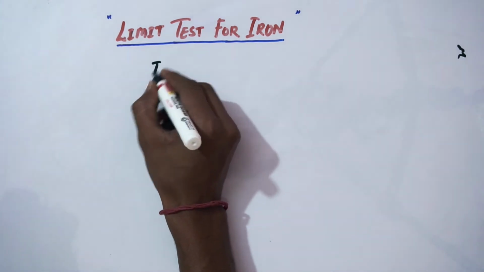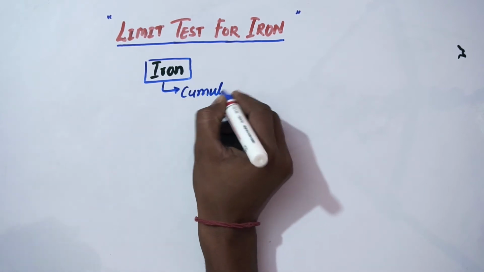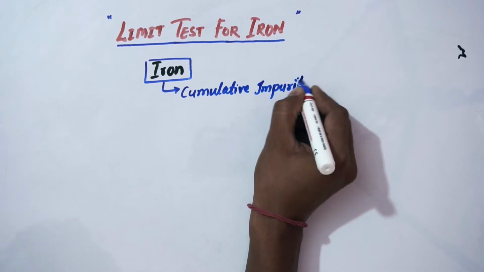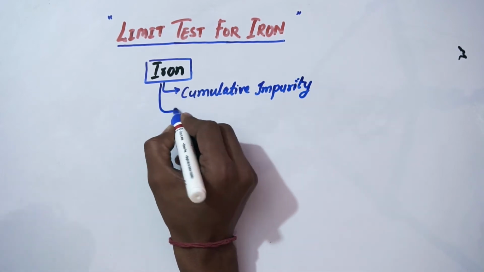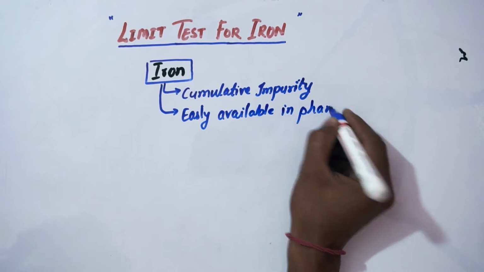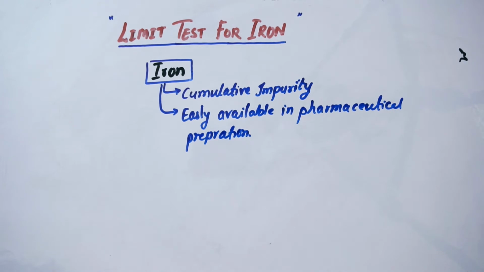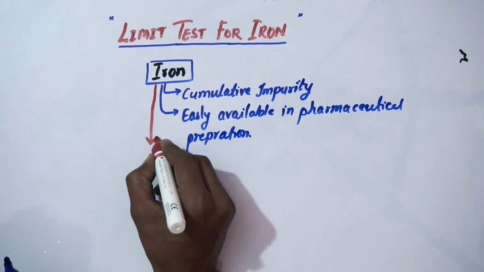Now let's start. Most of you know that iron is a cumulative impurity. What does it mean? It means it may not cause immediate adverse effect, but when it is taken for a prolonged duration of time, it will get accumulated in our body and cause toxicity. Another problem with iron is that it is easily available in our pharmaceutical preparations, most probably contaminated through water, which is used as a solvent.